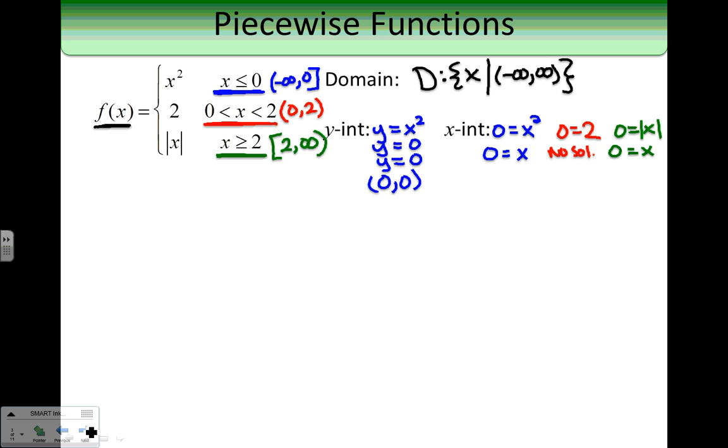So my one x-intercept is (0, 0). So you can have just one x-intercept. It's possible to have more than one. In this case, there's just one.